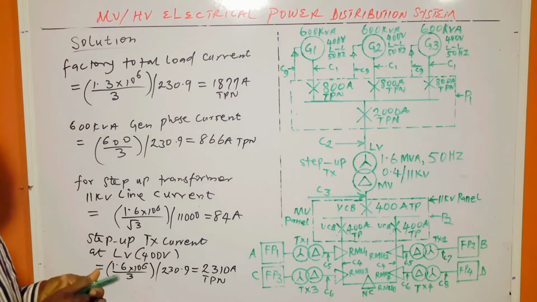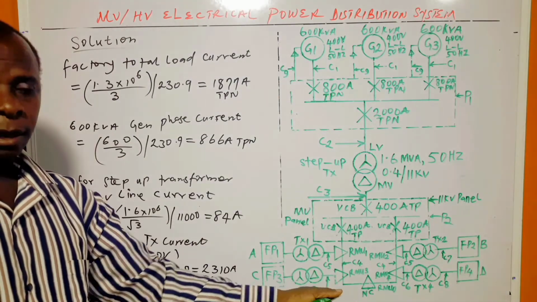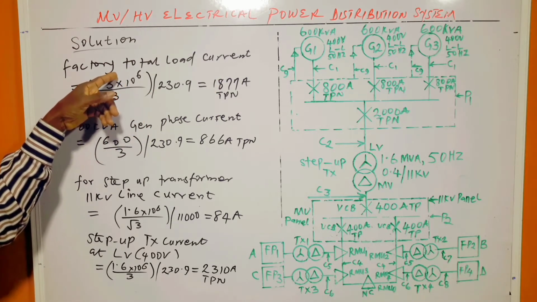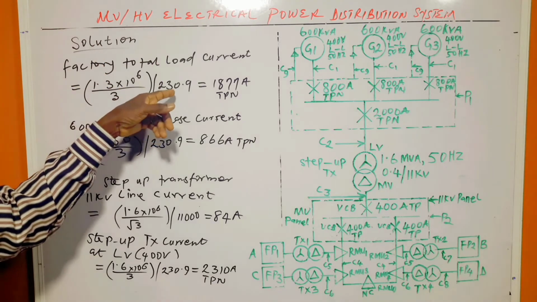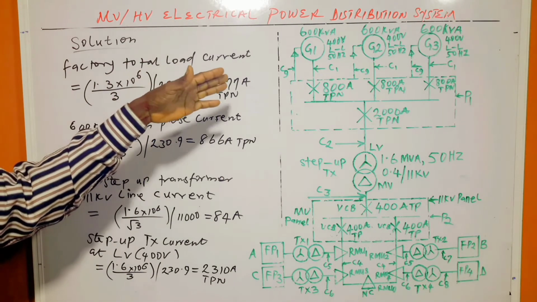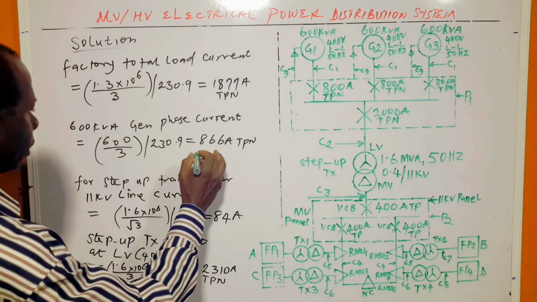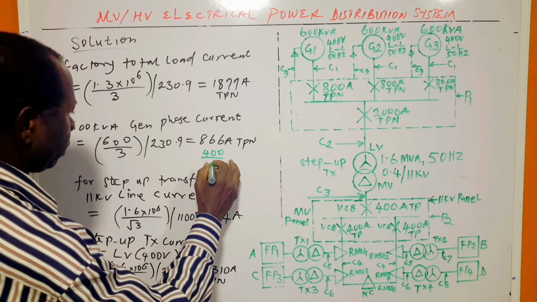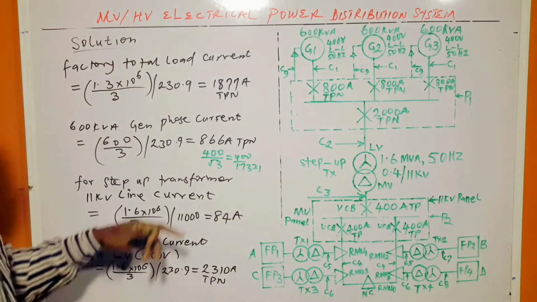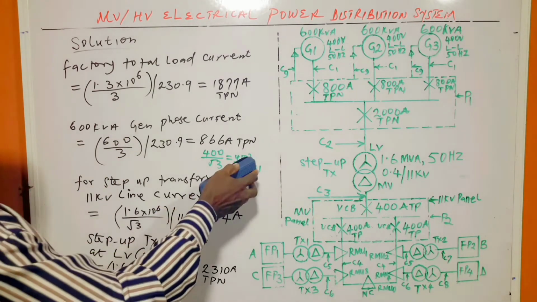For the purpose of clarification, these are the major calculations that led to the choice of the items here. For instance, factory total load current. This is the total power requirement. We divide by 3 and we divide everything by 230.9. This 230.9 is 400, that is the line voltage, divided by root 3. So if we divide 400 by 1.7321, that is what you will get: 230.9.